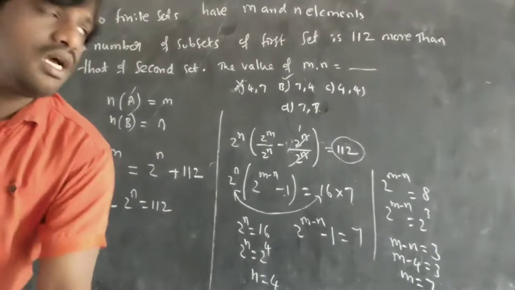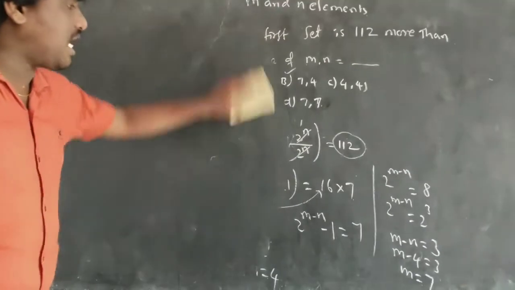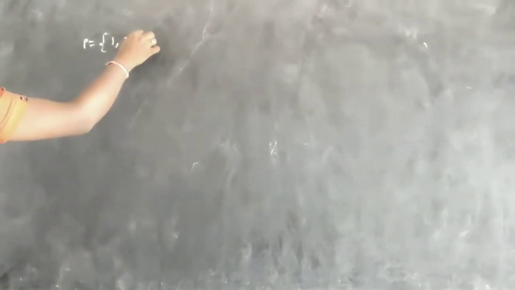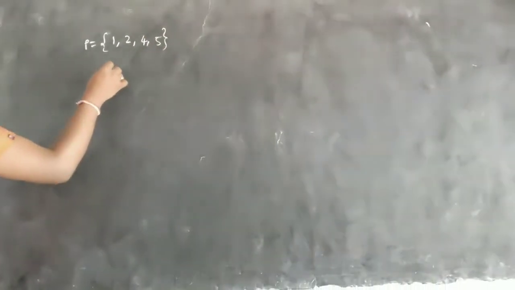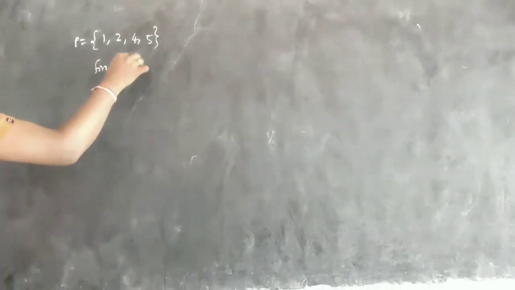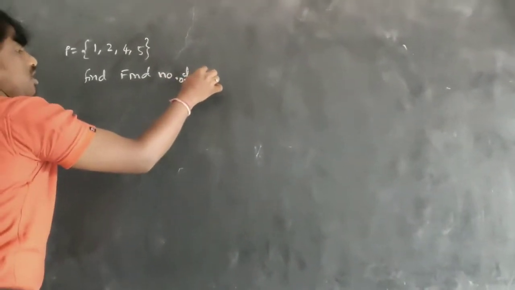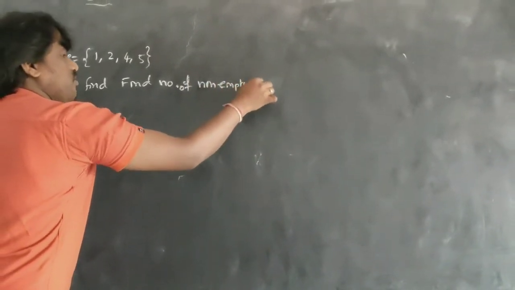So these model questions will be there based on power set and proper subset, like the number of proper subsets, number of non-empty subsets, like that. For example, a question will be like this. Here P is a set that has the elements 1 comma 2, right, here we can write 4 comma something, here 5. Find the number of proper subsets. Suppose they ask you to find the number of non-empty subsets. Suppose they ask you what is the number of non-empty subsets.